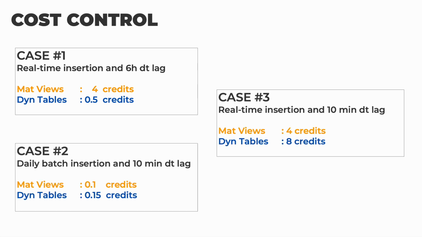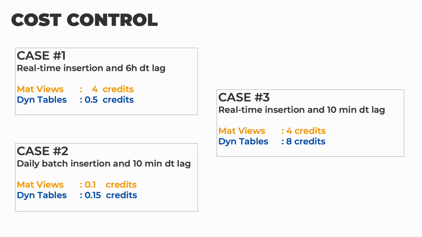We're no longer in real time, but rather in daily. On the other hand, we have accelerated: we've reduced the target lag of the DTs to 10 minutes. In this type of use case, once again with the same updates, that is, a cumulative daily total of 1.5 million updated lines on top of 1 billion lines in the table initially, my MVs will cost 0.1 credit to update. My DTs will cost about the same, 0.15 credits to update.